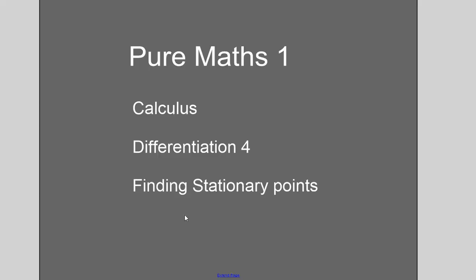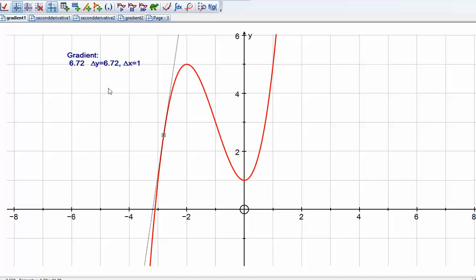In this video, we'll look at applying the rules of differentiation to find stationary points. So let's first of all have a look at the graph software. I've got here a curve and I've put a point on the curve, and we've got the tangent drawn, this dotted line, and I've got here the gradient at the point. So we're going to see how the gradient changes as we move round the curve.